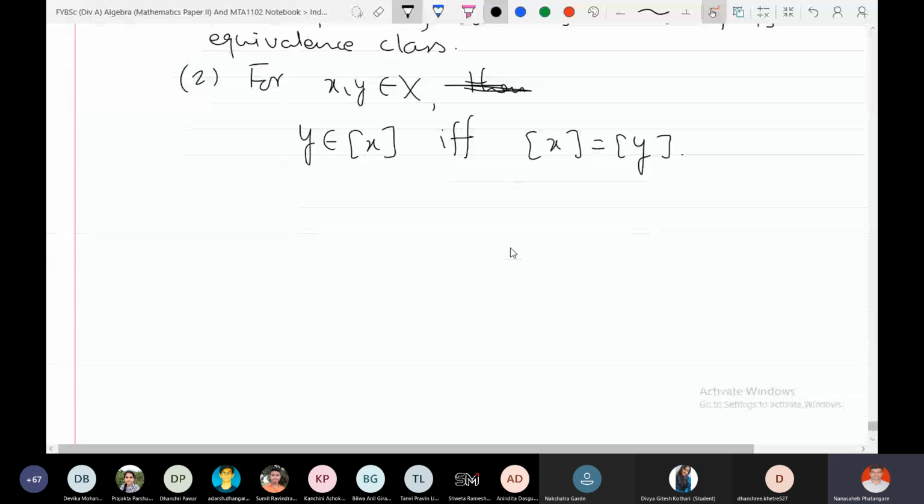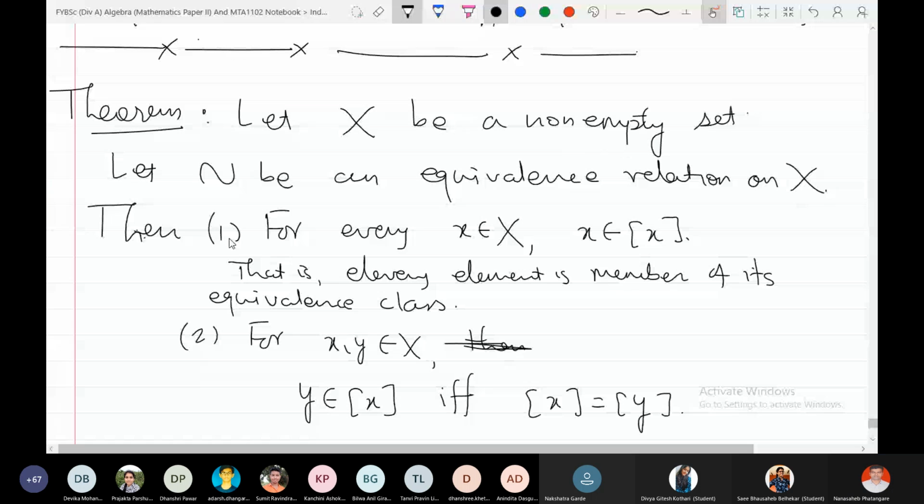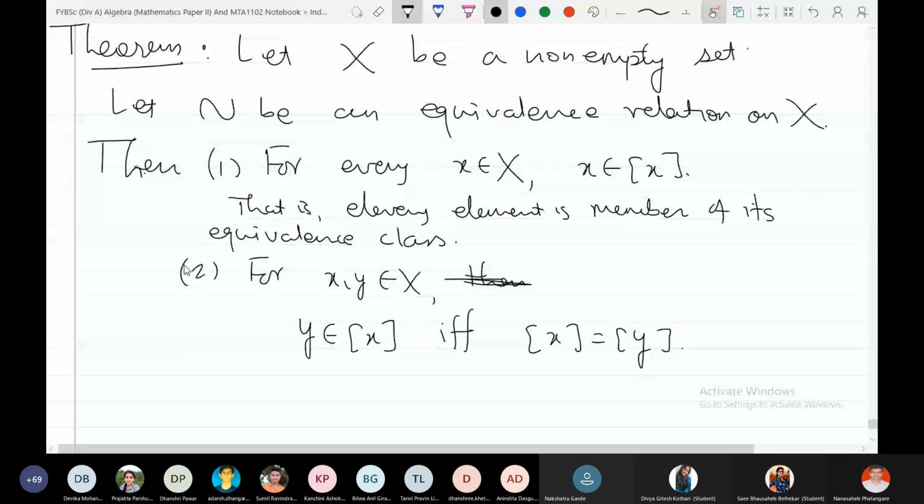Sir, can you scroll upwards? Yes, you want the statement of the theorem. Is it okay? Okay, so is it fine? Sir. Yes, sir.